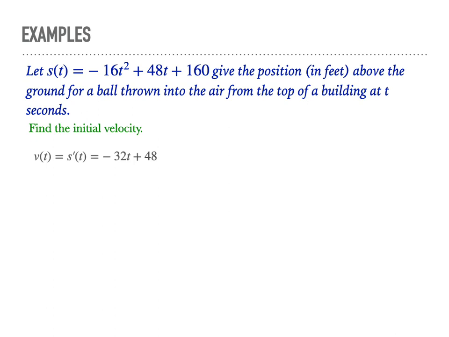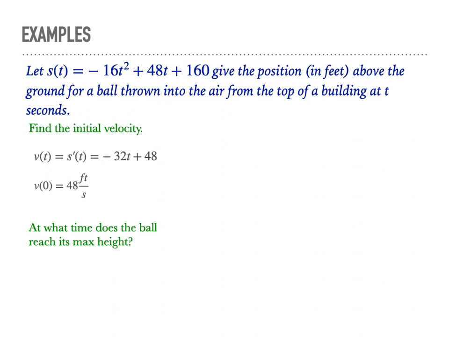Well, we know how to find the velocity function from the position function, we just find the derivative. And if you're not sure how to do that, I recommend checking out my previous videos, which cover how to find derivatives of functions. And we get v of t equals negative 32t plus 48. Now we plug in 0 for t, which is negative 32 times 0, which is 0, plus 48. And we get v of 0 is 48 feet per second.